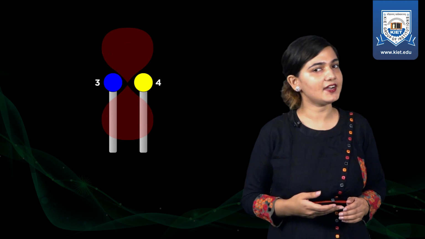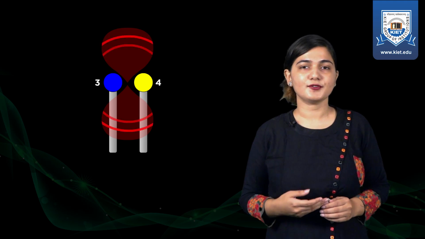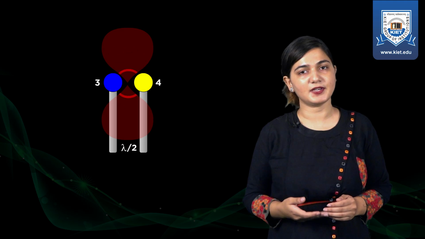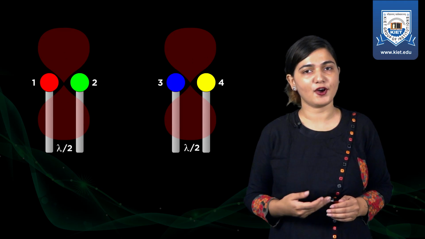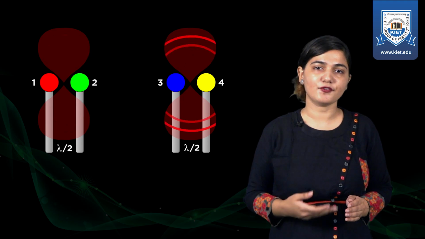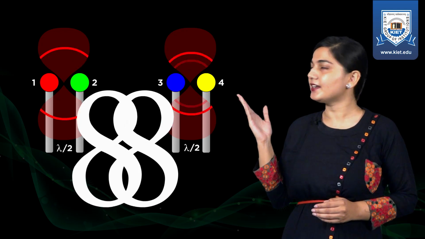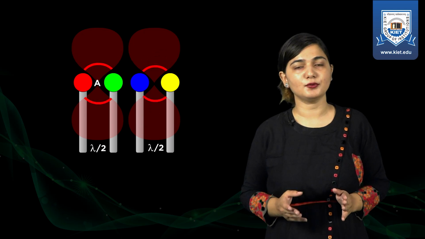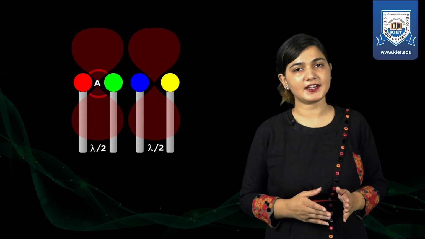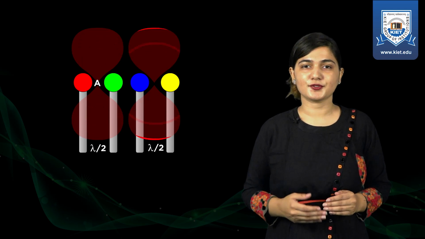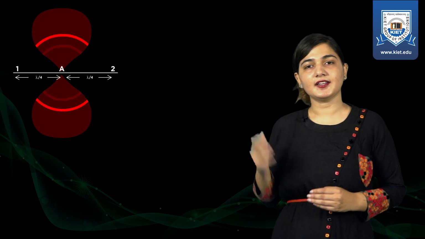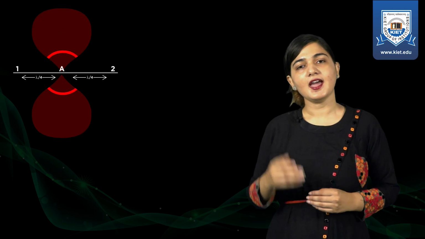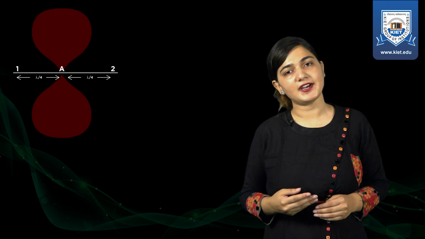Similarly, antenna 3 and antenna 4 are also separated by lambda by 2 distance apart and having 0 phase between them. So the radiation pattern of antenna 3 and antenna 4 also looks like the figure 8. So now the final radiation of antenna 1 and antenna 2 lies exactly at the center of antenna 1 and antenna 2. So as you can see that the radiation lies at lambda by 4 distance from antenna 1 and lambda by 4 distance from antenna 2.